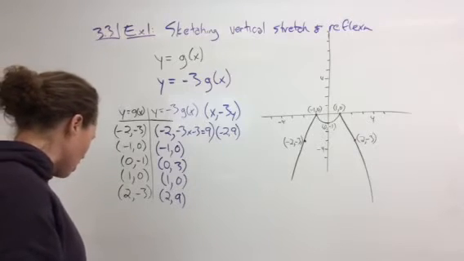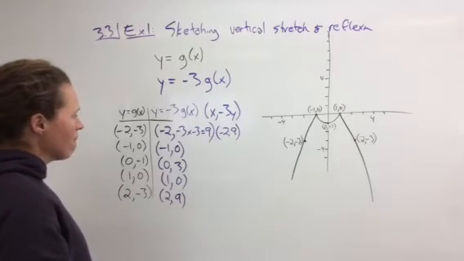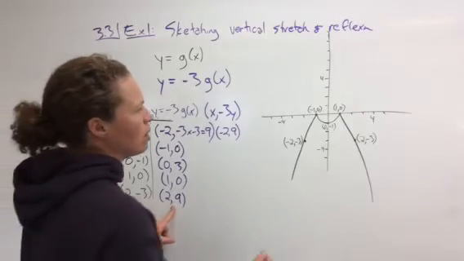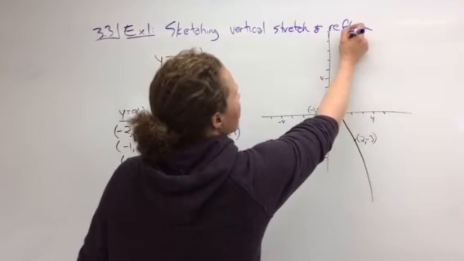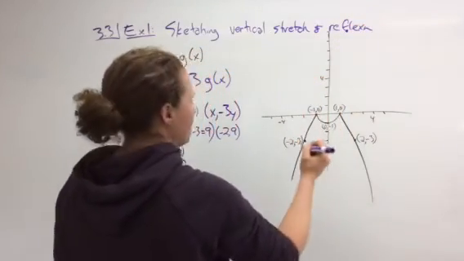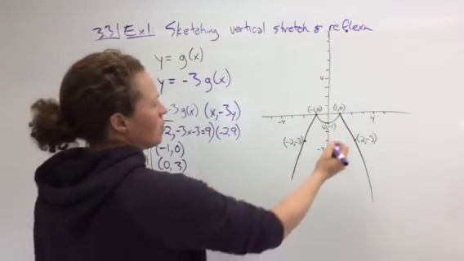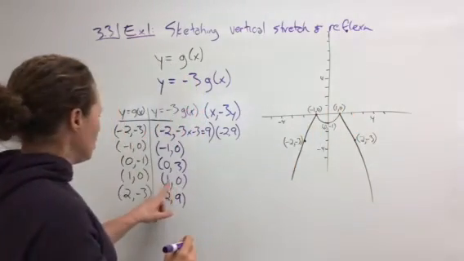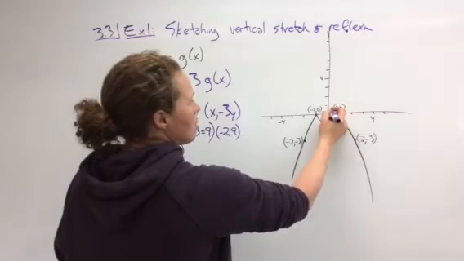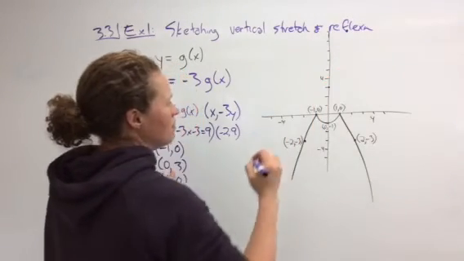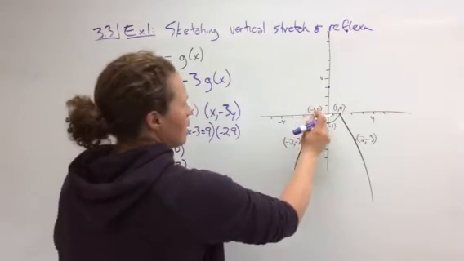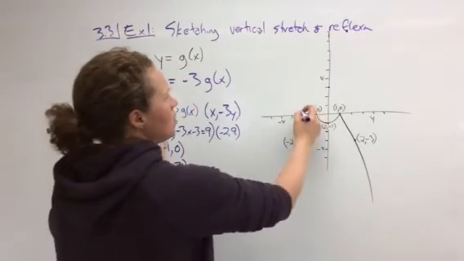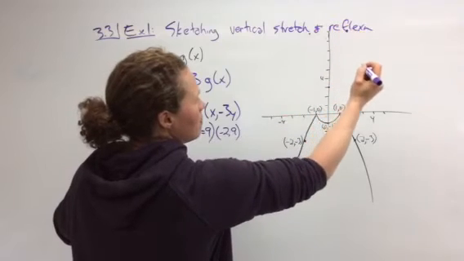So when I go to plot these points then, let's start with 2 and 9. 2 and 9, uh-oh, way up there. And then 1 and 0, same spot. 0 and 3, here's my 0 and my 3. -1 and 0, same spot. -2 and 9, way up there.